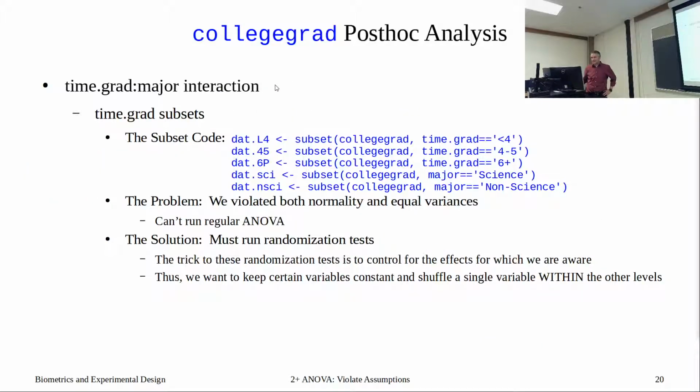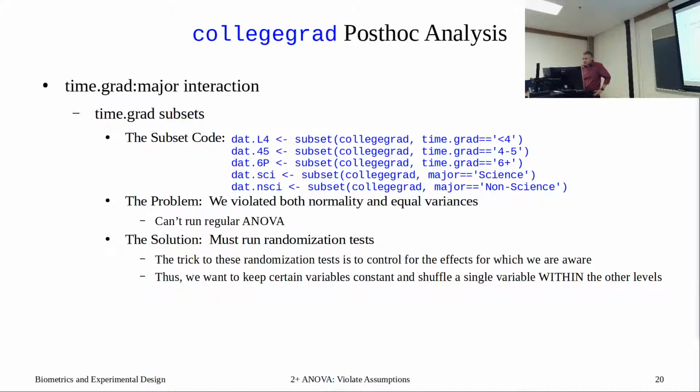What about our interactions? We're going to start taking subsets. All right, so what I've done is made different subsets based on our time to graduate and our major. So fortunately, I did major as science versus non-science. All right, and for time to graduate, I did less than 4 years, 4 to 5, and then 6 or more years. All right, so with the subset code, this is what I did. And we got our subsets.